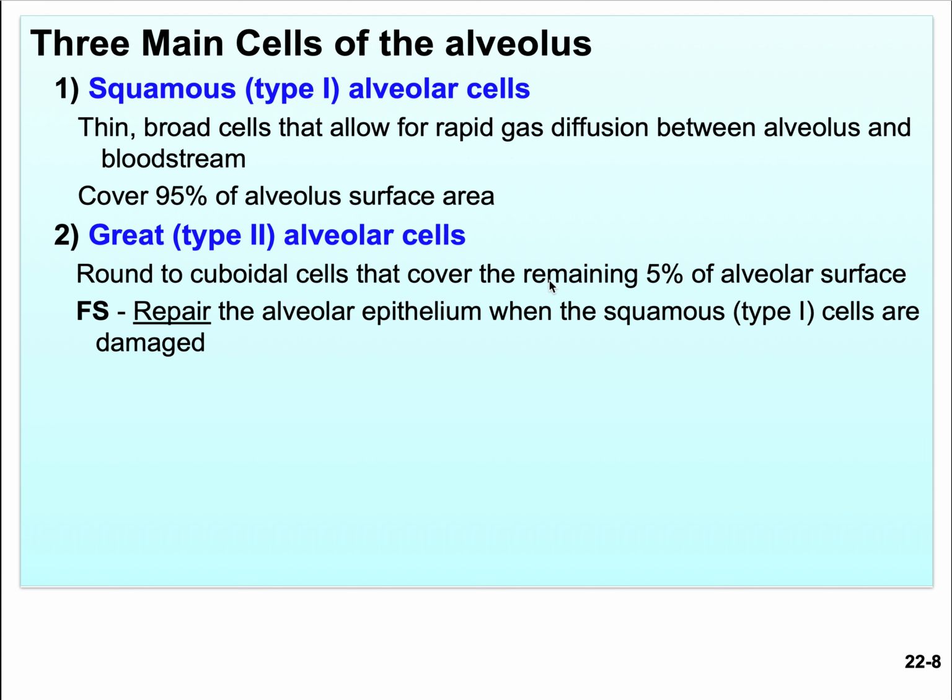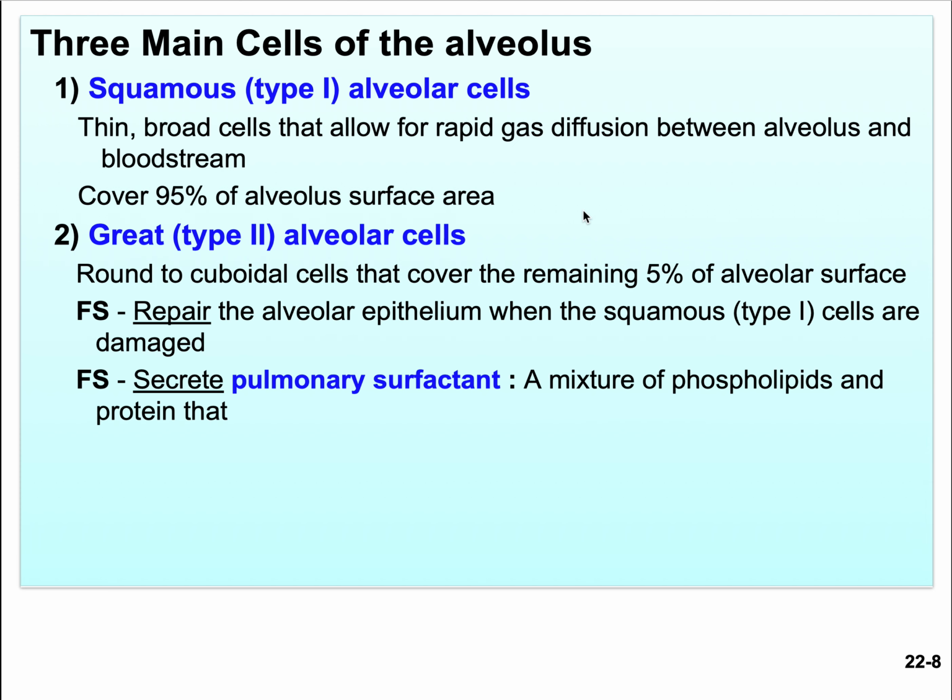And these have really important functions. These great alveolar cells are repairing things. Okay? So they're repairing the alveolar epithelium when the 95%, the squamous alveolar cells, are damaged. The alveolar cells also do something else that we're going to spend a good amount of time talking about. And so that's the pulmonary surfactant.